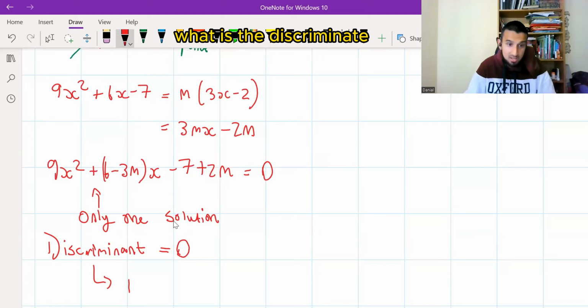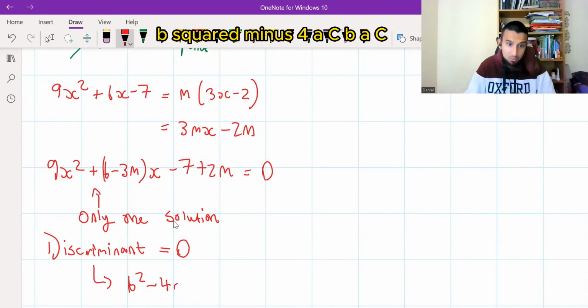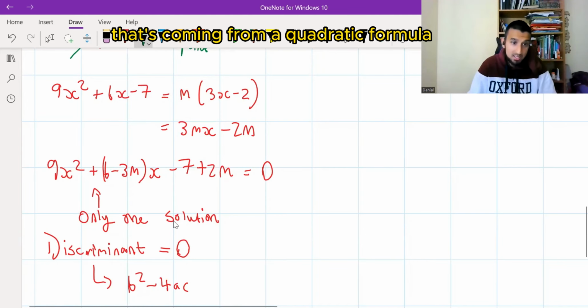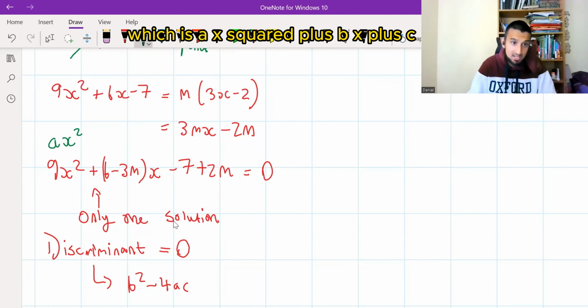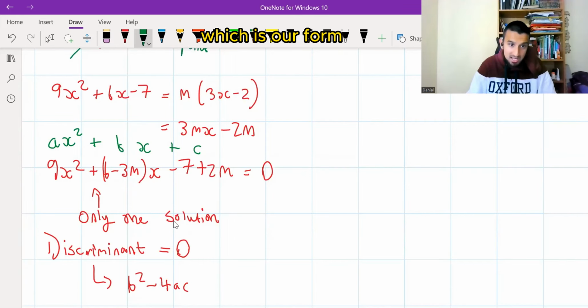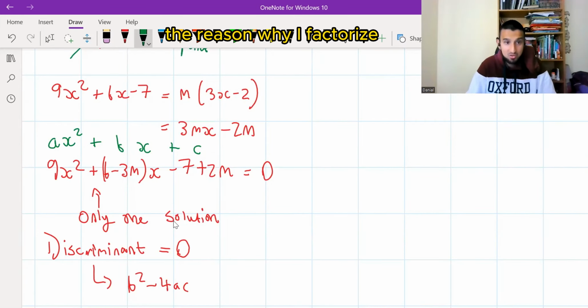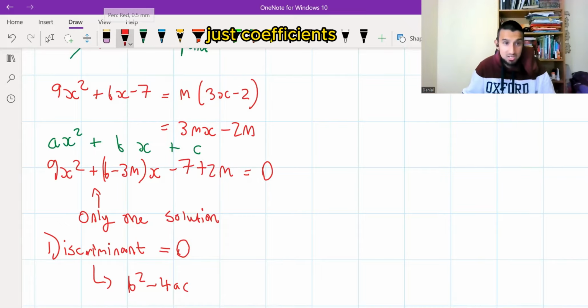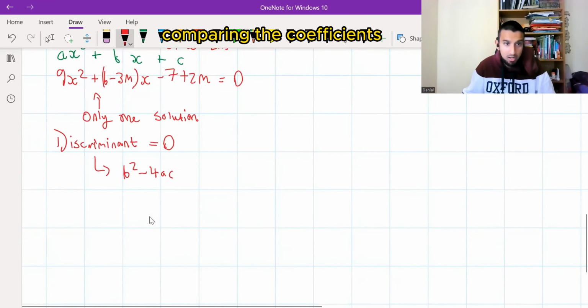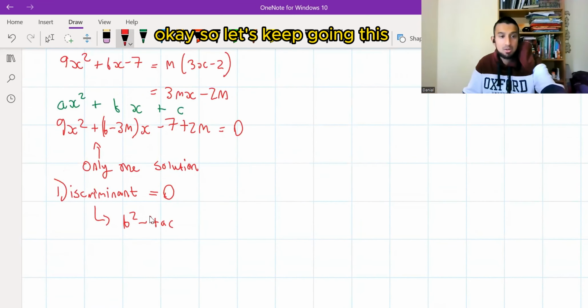What is the discriminant? B squared minus 4ac. Where's that coming from? That's coming from the quadratic formula, which is for ax squared plus bx plus c, which is our form. It's the reason why I factorized and rearranged it in this form. So b is clearly 6 minus 3m, c is minus 7 plus 2m, and a is 9. Just comparing the coefficients.